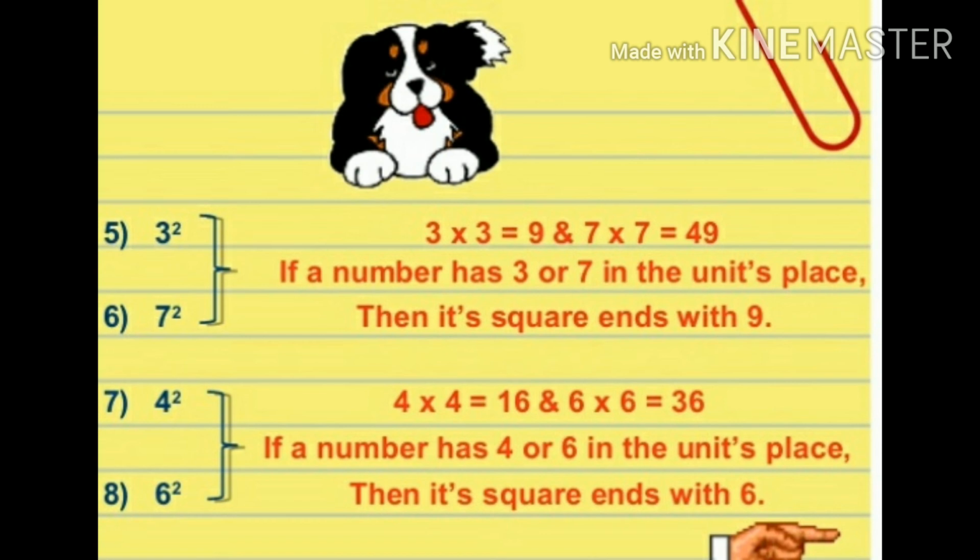Similarly, my dear students, if a number has a 4 or a 6 in the units place, then its square ends with 6. So square of 4 is 16. 16 ends with 6. And square of 6 is 36. 36 also ends with 6. Dear students, any number having 4 or 6 in its units place, then its square also ends with 6.